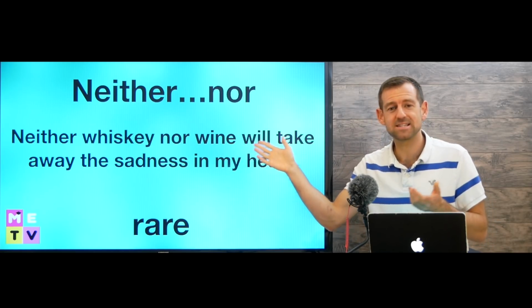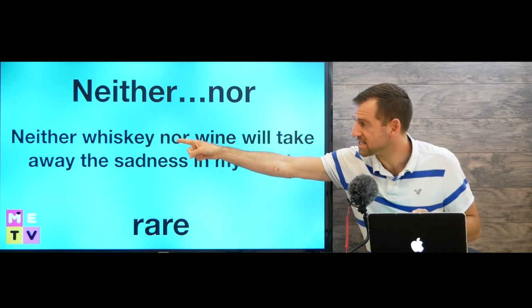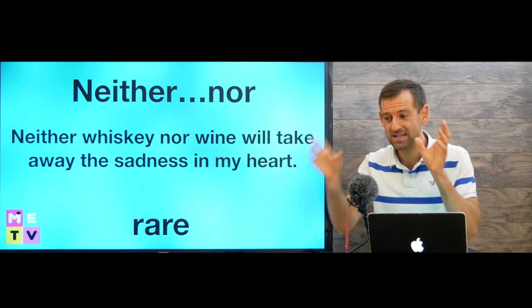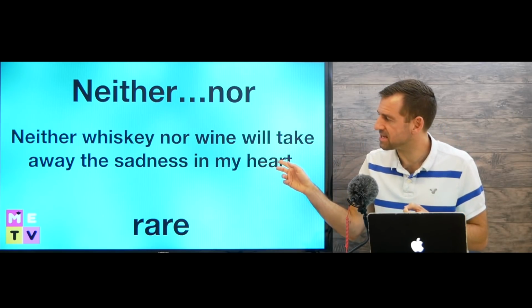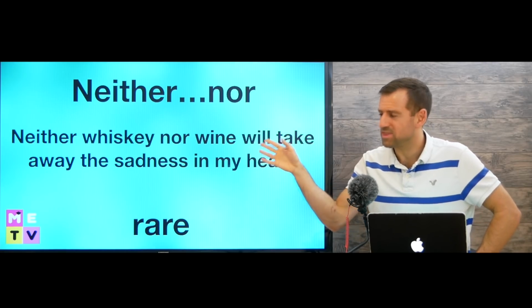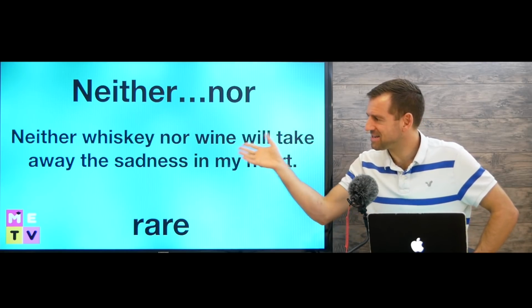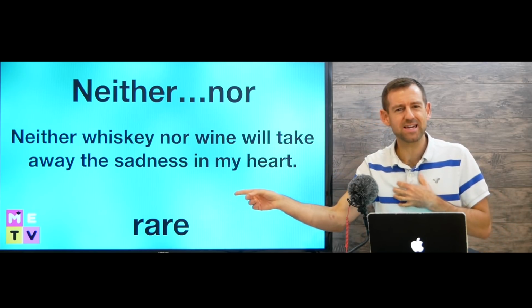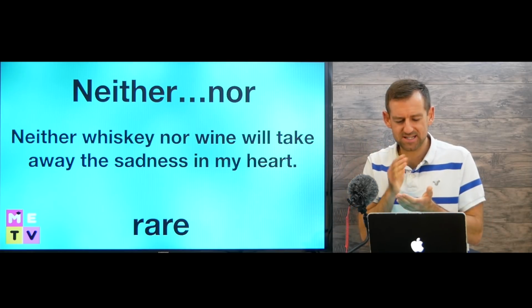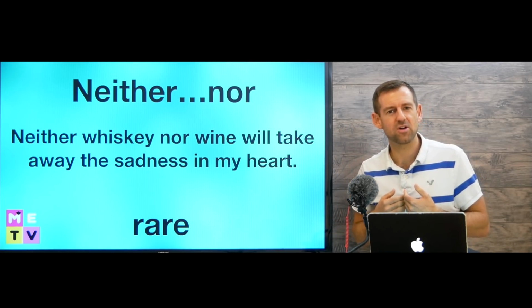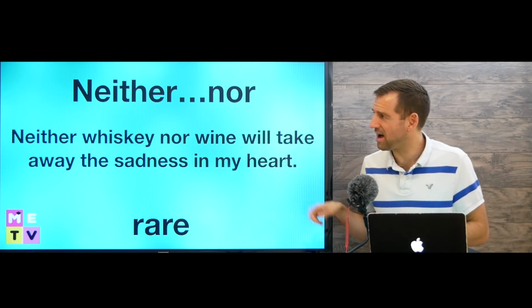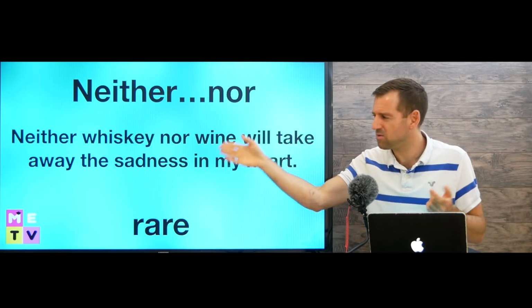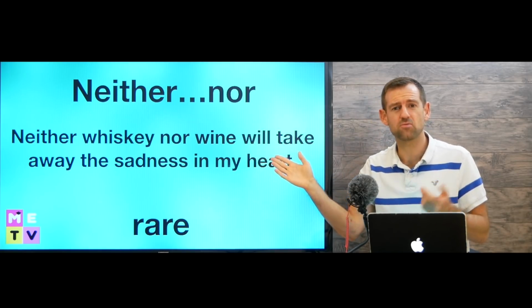But what does this sentence mean? This sentence means whiskey won't and wine won't. Neither of them will take away the sadness in my heart. Now, the problem with this is that this kind of sentence is very rare in English. So I don't like it when grammar textbooks teach things that aren't really real life English. I never use the word nor. I never use it in my speech. I would never say a sentence like this in real life.